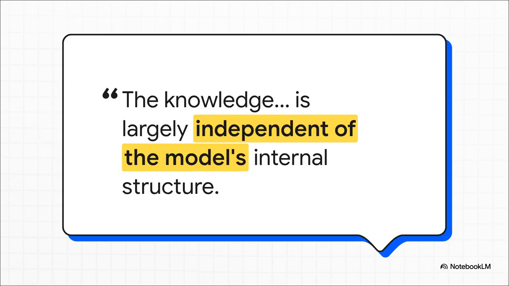And here's the part that's truly profound. They found that, quote, the knowledge encapsulated in the text of the reasoning traces is largely independent of the model's internal structure. What does that actually mean? It means the knowledge they captured in just plain text was so powerful that they could distill it into completely different model architectures, like Llama and Qwen. This is huge. It proves that the reasoning capability itself can be transferred, not just a specific model's weights.